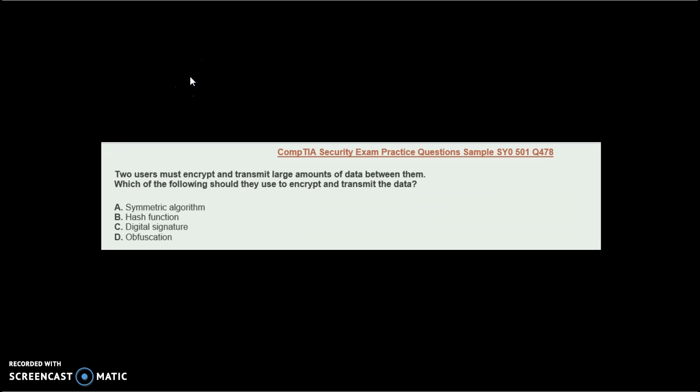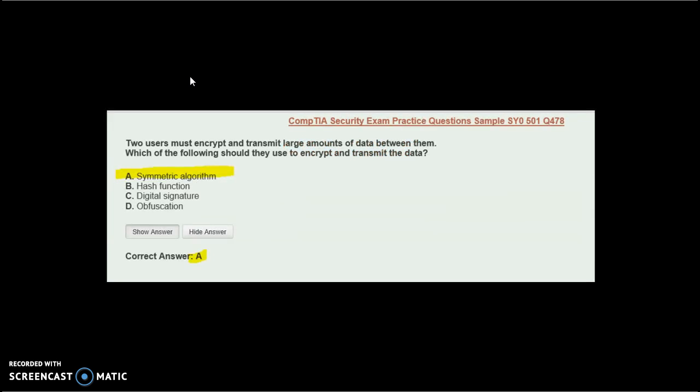Two users must encrypt and transmit large amounts of data between them. Which of the following should they use to encrypt and transmit the data? And it's symmetric algorithm.